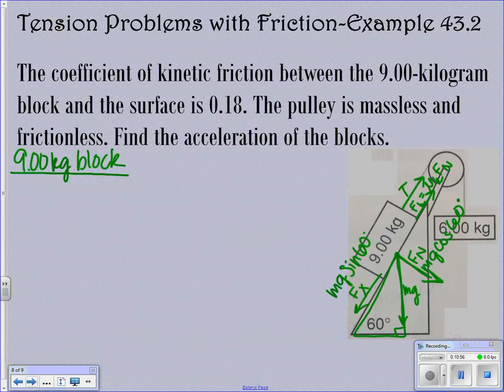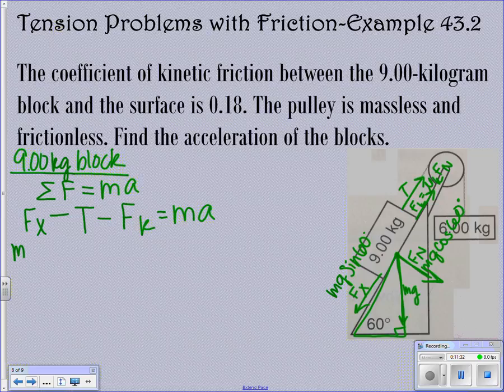So if we sum our forces that are parallel to our incline, we have equal to mass times the acceleration. Now the force that is the biggest is going to be the F sub x because it's going down the plane. So we're going to start with F sub x, and then it is subtracted by the tension and the F sub k. Both of those are slowing your block down. So the F sub x is your mg sine of 60.